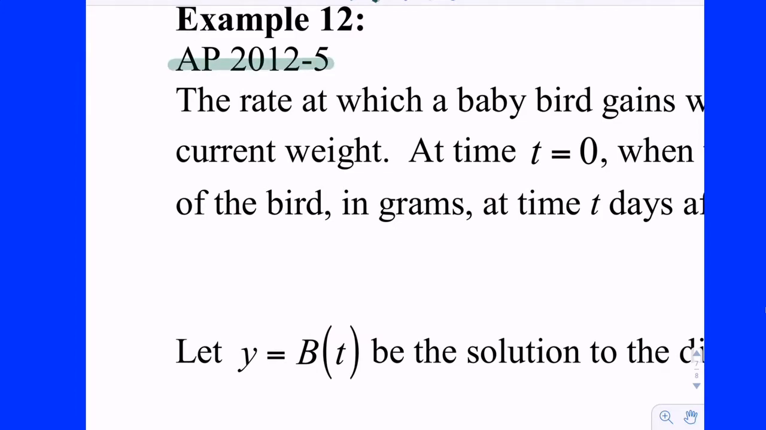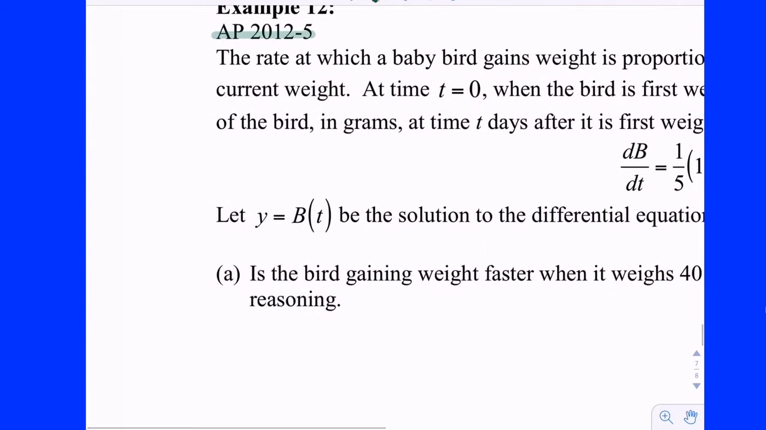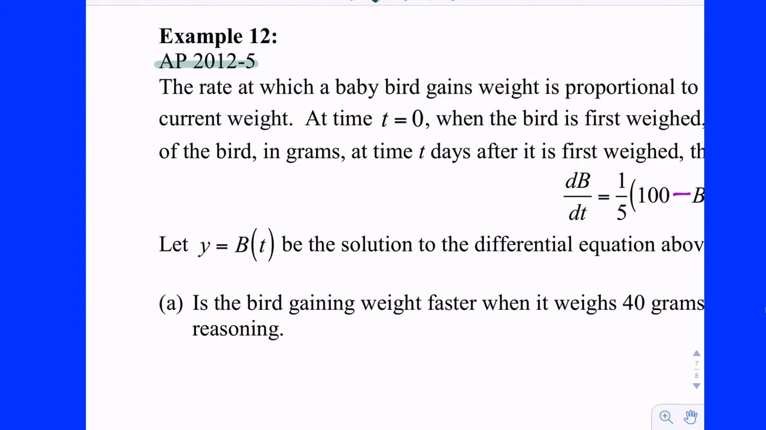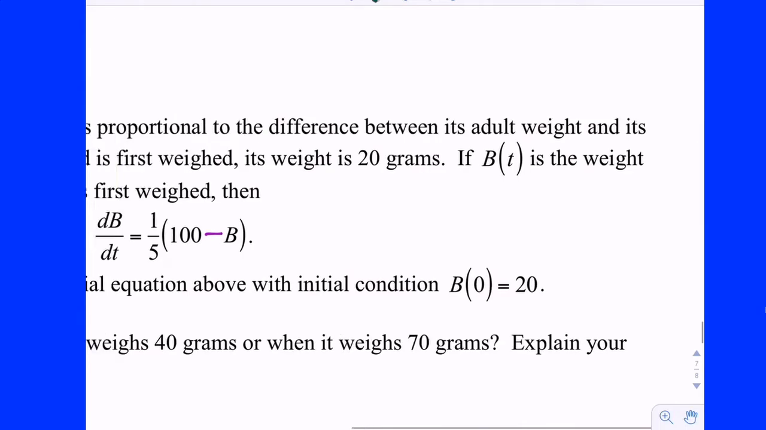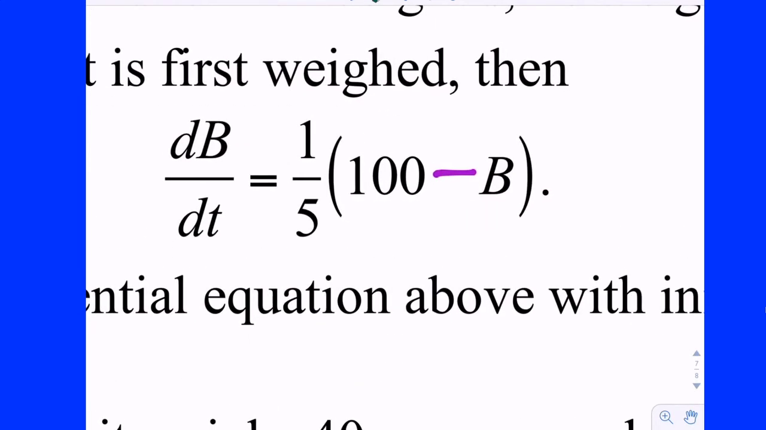2012, example 5. Relatively recent, right? Relatively speaking. The rate at which a baby bird gains weight is proportional to the difference between its adult weight and its current weight. At time t equals 0, when the bird is first weighed, its weight is 20 grams. If B of t is the weight of the bird in grams at time t days after it is first weighed, then dB/dt equals 1/5 times (100 minus B). There should be a minus in there. Don't know why it's missing, but it's acting up. 100 minus B. Now, is that going to be purely exponential growth or decay?